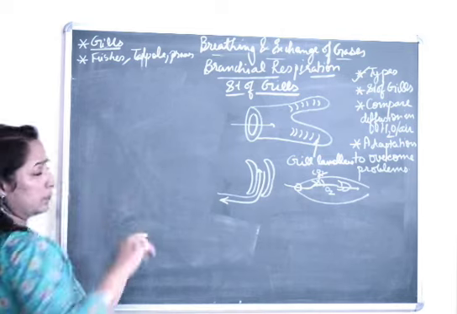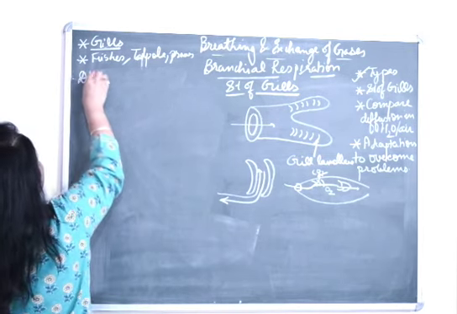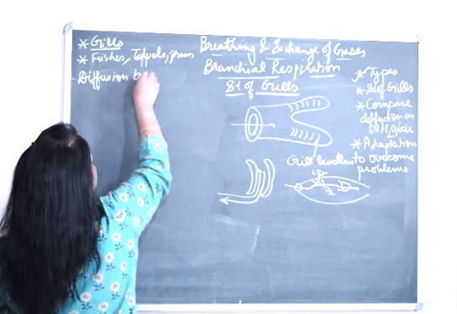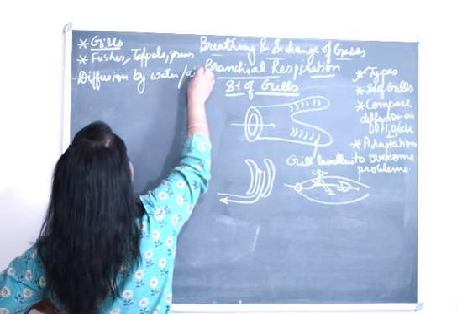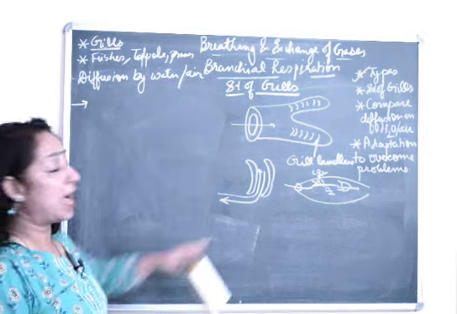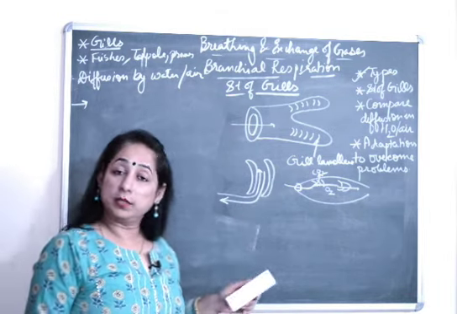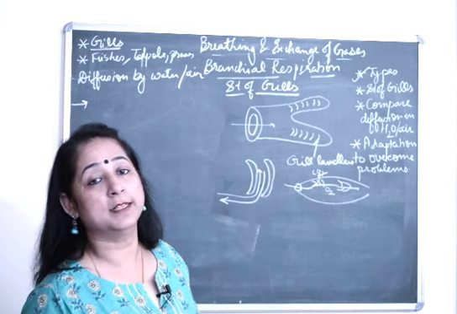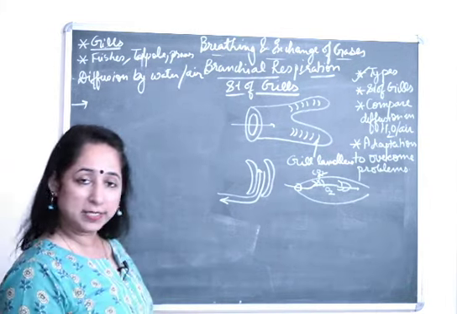For that we need to understand the difference between diffusion of gases by water and diffusion by air. What is the difference behind this? Here, whatever diffusion has to take place is taking place via water. That means whatever oxygen is taken in is the dissolved oxygen present in water. So it has to extract that oxygen from the water, but in air it is already present.